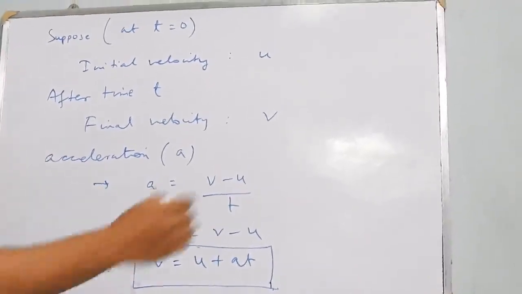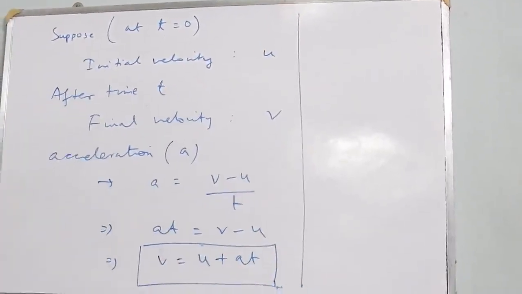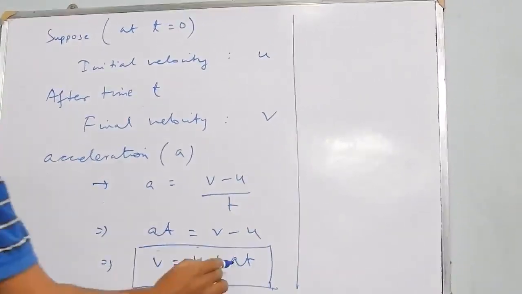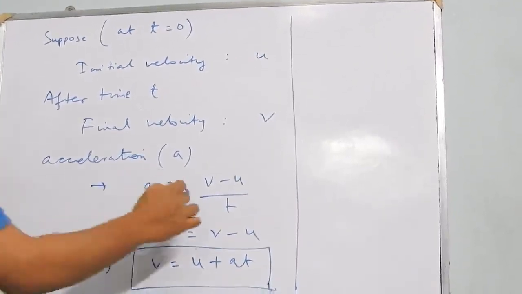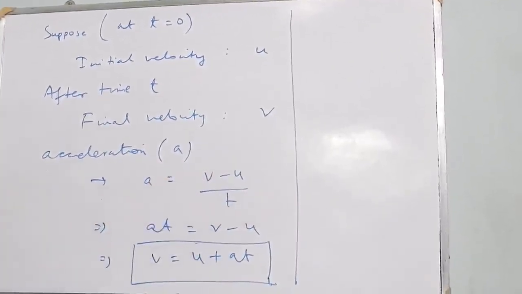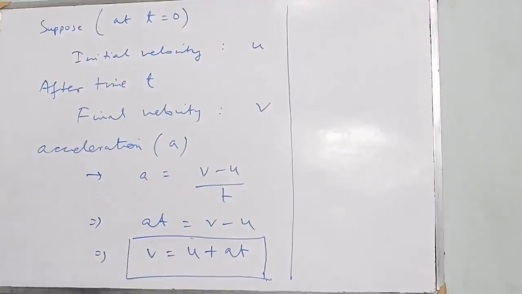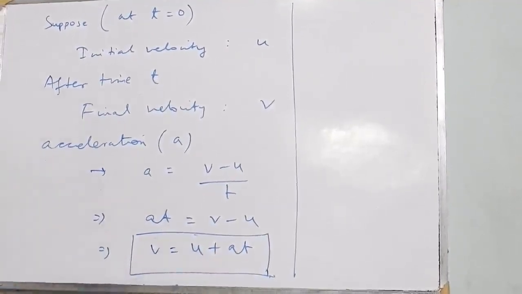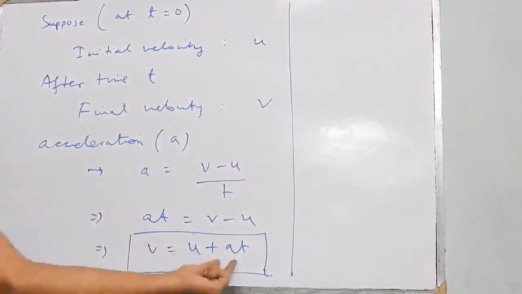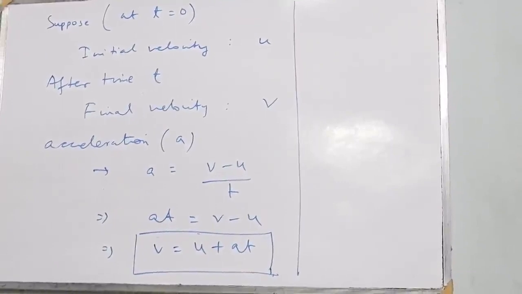So whenever a body is moving with some acceleration, obviously this a is positive. But if the body is retarding, that means its velocity is decreasing with respect to time, in case of numericals, we have to replace a by minus of a. So for uniformly accelerated motion, v equal to u plus at. For uniformly retarded motion, the value of a will be negative because the velocity is decreasing with respect to time.